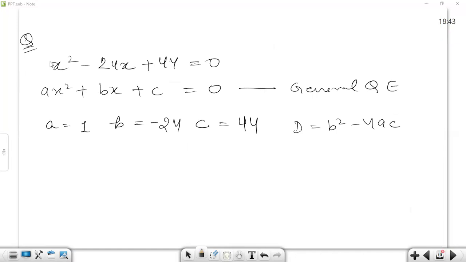I was speaking with my mic off. So we were discussing this quadratic equation. We were about to find its roots using the Sridharacharya formula. A is 1 here, B is minus 24, C is 44, and we will find its discriminant, that is B square. 24 square is 576.